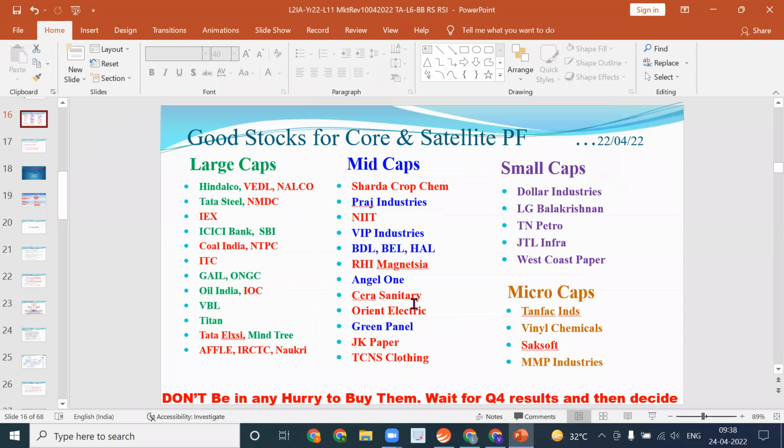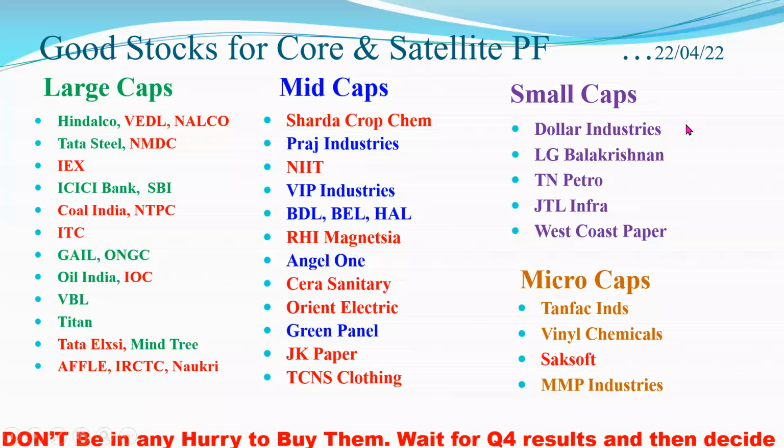This is my list of currently good stocks. The red ones are telling me that they are a little bit high on the pricing levels. Okay, so you can buy as you wish. We'll be seeing this a little later, but I am picking up these stocks as part of my current list. This is large caps, this is mid cap, this is small cap, and this is micro. The red ones are telling me it is high. I have mentioned below, don't be in a hurry to buy them. Wait for the Q4 results and buy at a proper price.